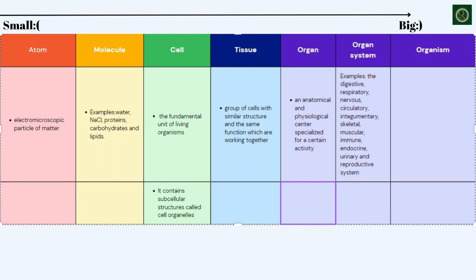Tissue is the next level of organization. It is a group of cells with similar structures and the same function which are working together. An organ is an anatomical and physiological center specialized for an activity. The next level of organization is the organ system. Examples of organ systems are the digestive, respiratory, nervous, circulatory, integumentary, skeletal, muscular, immune, endocrine, urinary, and reproductive systems. The most advanced level of organization is the organism.